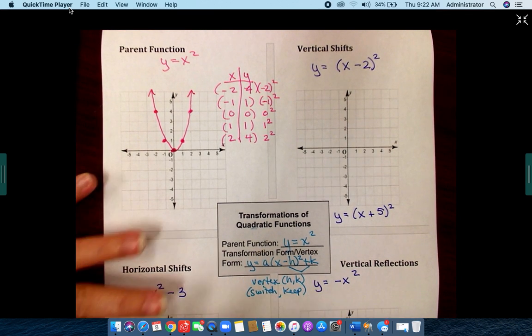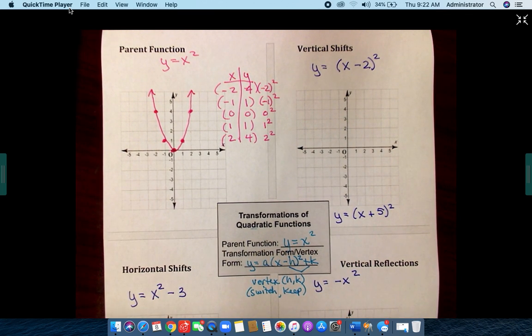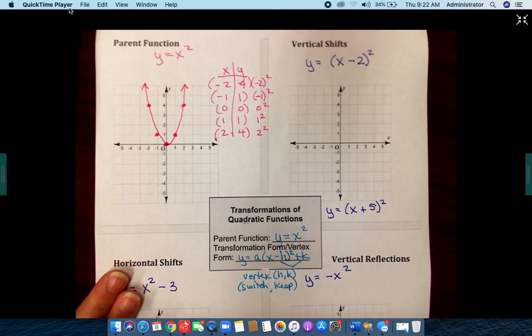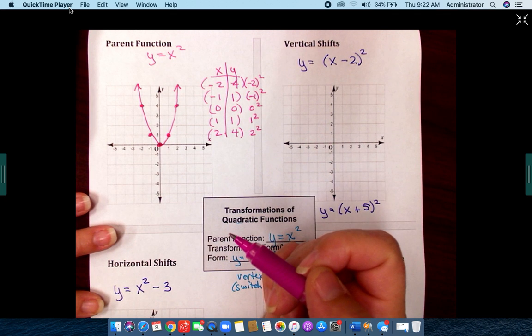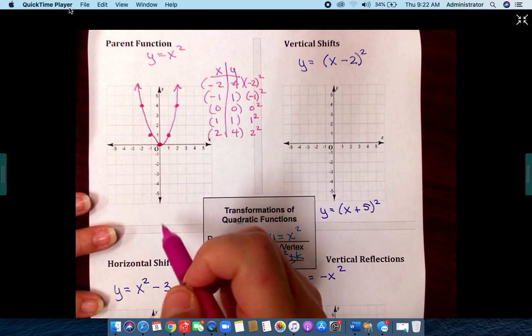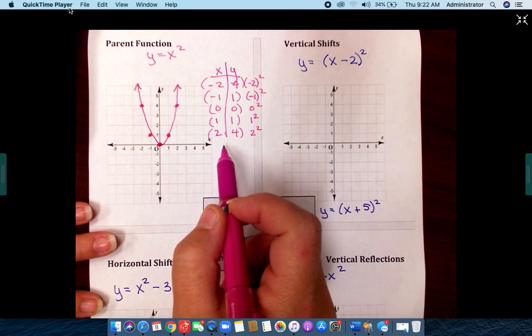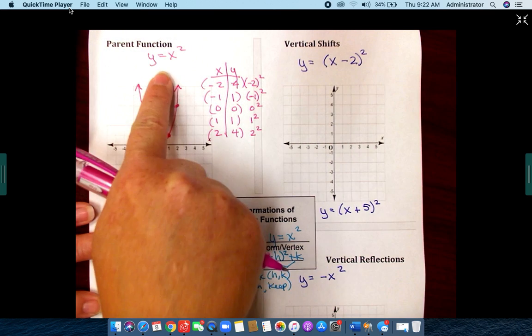I will have this attached as well as a picture of the notes if you would prefer to print those out. But certainly you need to write this in notes in a notebook if you do not have the capability to print. So just sketch an XY axis if you don't have graph paper and plot these points. But make sure you're including your table. So when we check for notes, I want to see this table for the parent function as well.